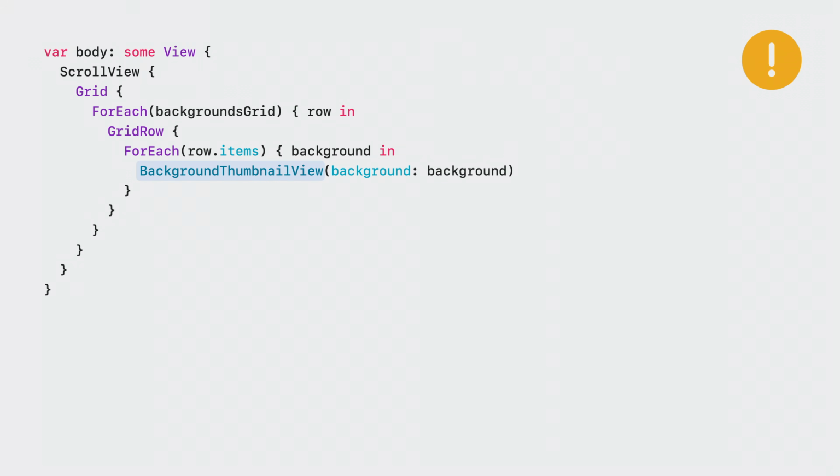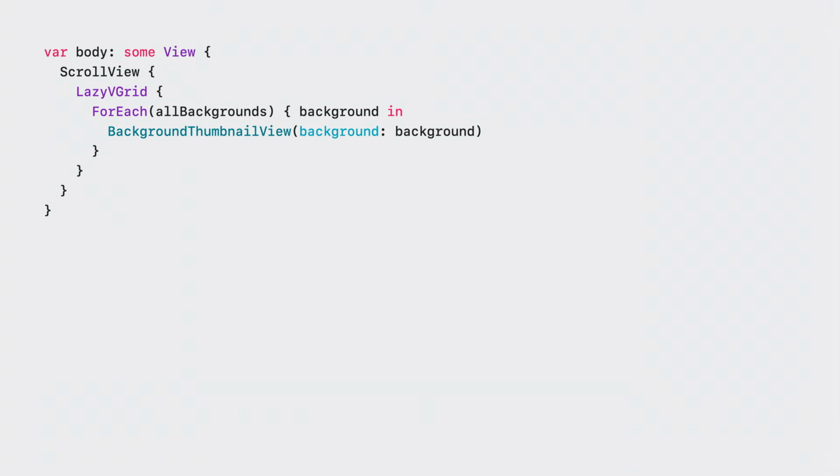Here, our background thumbnail view is used inside a ForEach, inside a GridRow, inside another ForEach, inside a Grid. Grid eagerly computes its whole content when it's created, so it will compute all background thumbnails even though we only need the first few. But there's an alternative, LazyVGrid. It only computes as many views as necessary to fill one screen. Lots of views in SwiftUI have lazy variants, which only compute as many views as necessary, and this can often be an easy way to do less work.